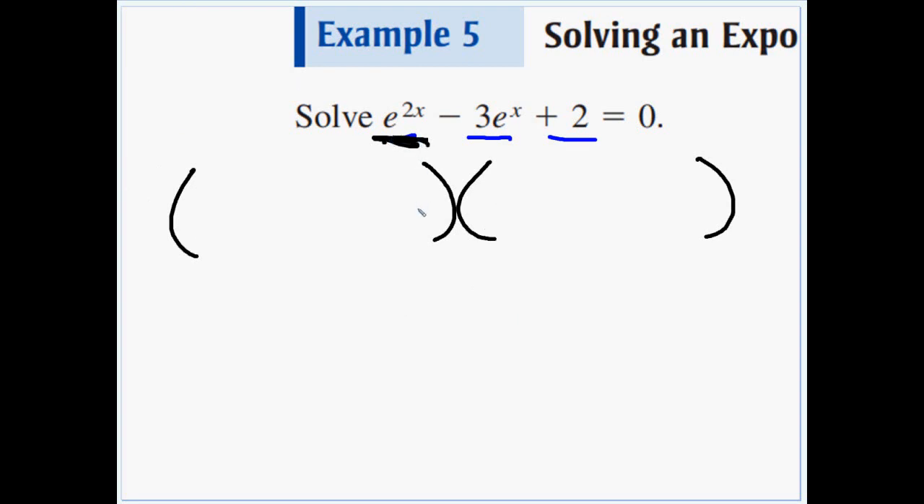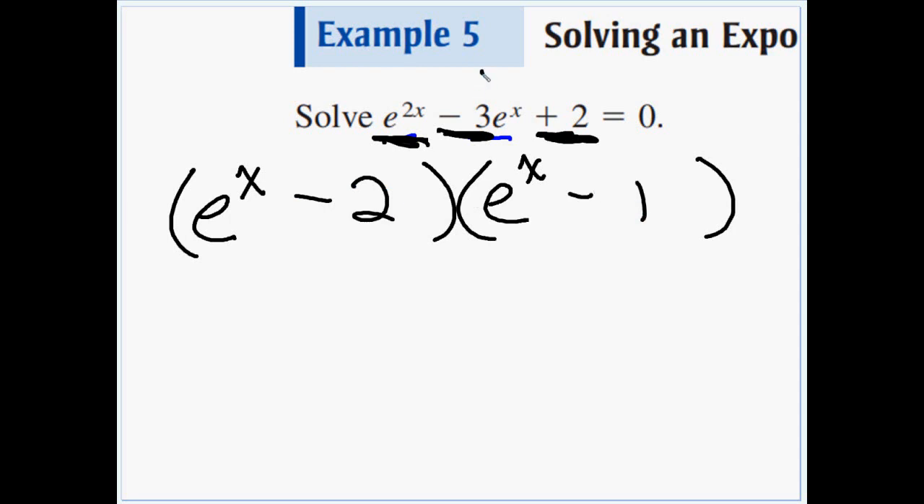Now here it's e to the 2x, so we should have a base e and a base e, and when we add the exponents, they should add up to 2x. What adds up to 2x? x times x. And now the rest of it's like factoring a regular old quadratic. We need two numbers that multiply to positive 2, add up to negative 3. So that would be a minus 2 and a minus 1. They add up to the negative 3. They multiply to the positive 2.